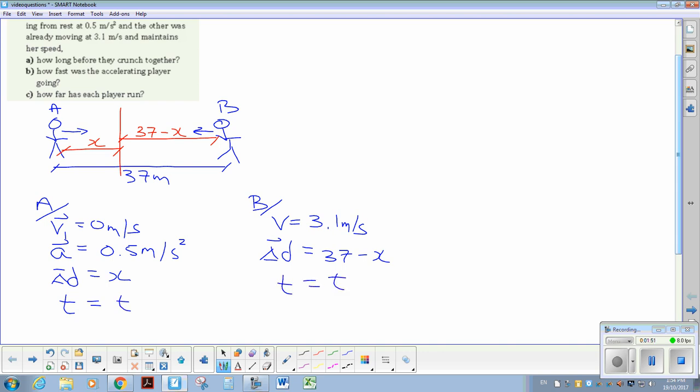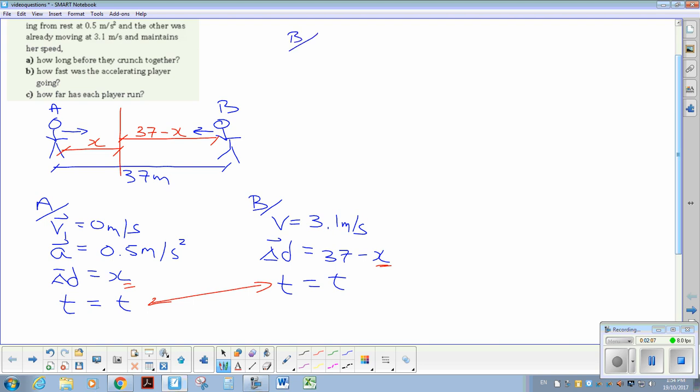All right, so time is the only item that's transferable across the two situations, and in this case X is also on both sides. So let's take a look at what information we have. Let's start with person B.